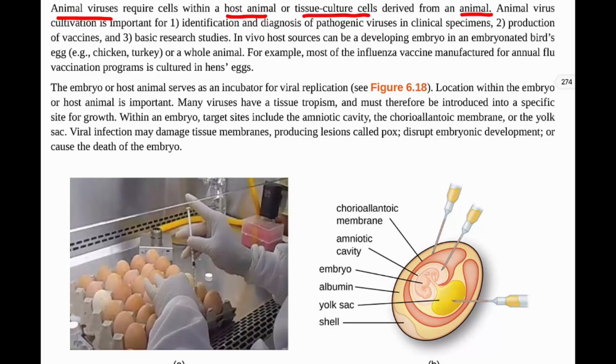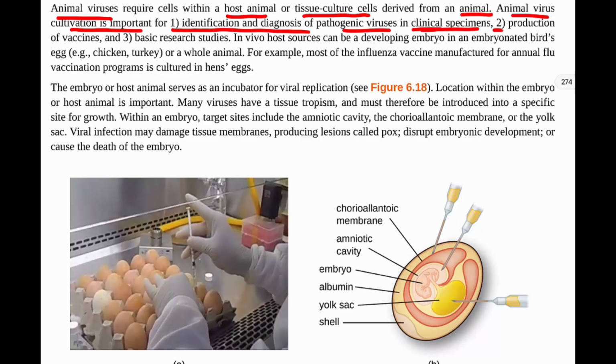So animal virus cultivation is important for a couple of reasons. One, identification and diagnosis of pathogenic viruses in clinical specimens. So taking some cells and then filtering out the viruses, getting this virus filtrate, and then applying it to cells would be important to identify what kind of virus it is, also to diagnose in the clinic.